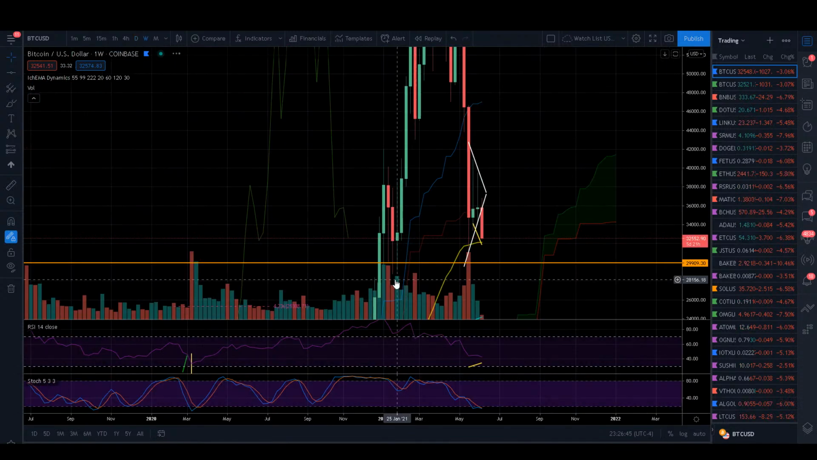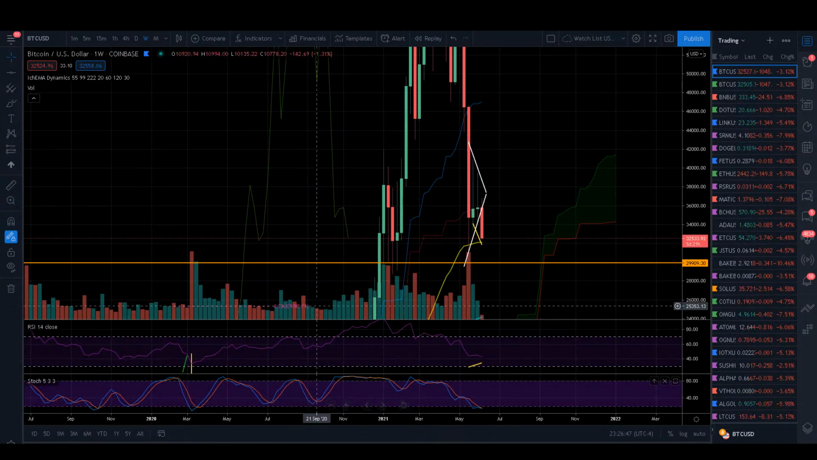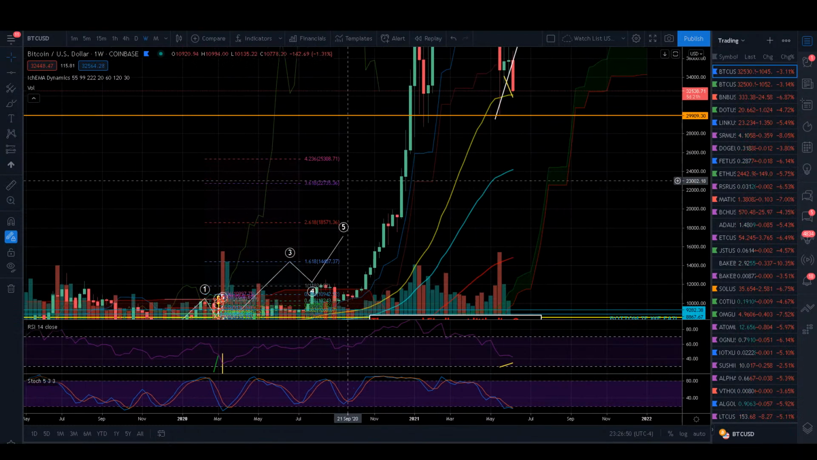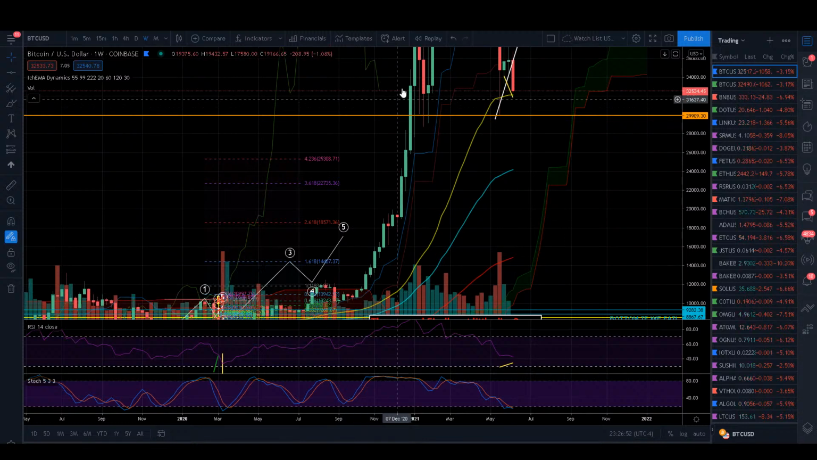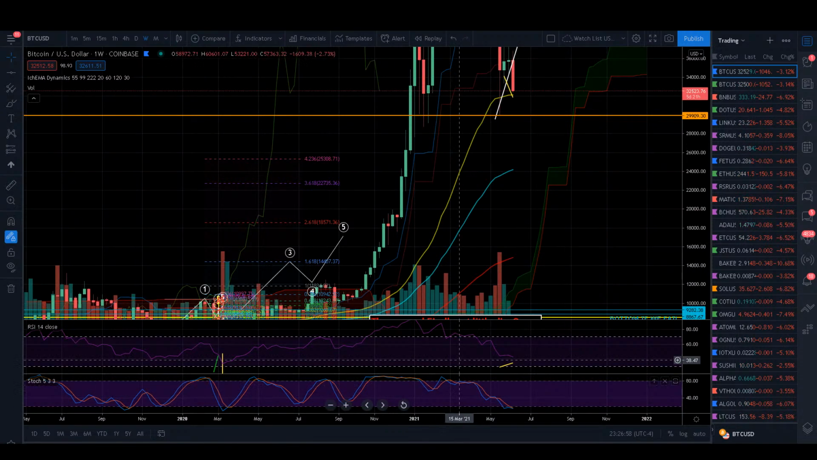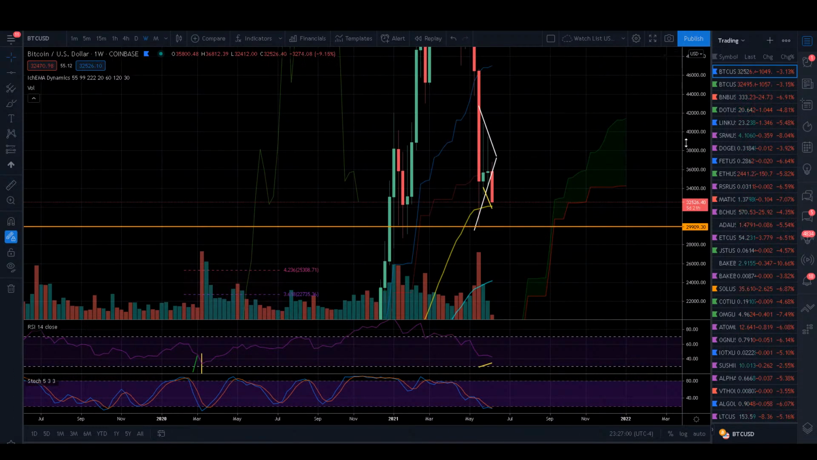Because remember, we haven't had a reset like this on the weekly since September, the start of the last explosive bull run when we went parabolic. We haven't actually been this low on the Stoke since then. So there's so much potential.